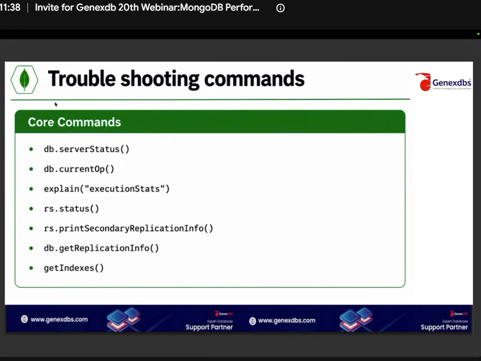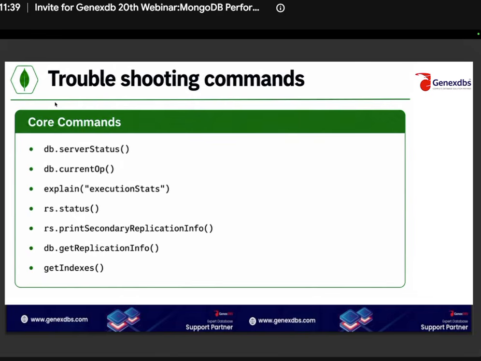Then the important commands for troubleshooting any MongoDB performance issues, like that here we can see. First of all, db.serverStatus. This command is used to check the server health. And when we use db.serverStatus().cache, that command is used for cache analysis. When we use db.serverStatus().connections, we can see the current connections, available connections, like connection statistics. And then the db.currentOp command.